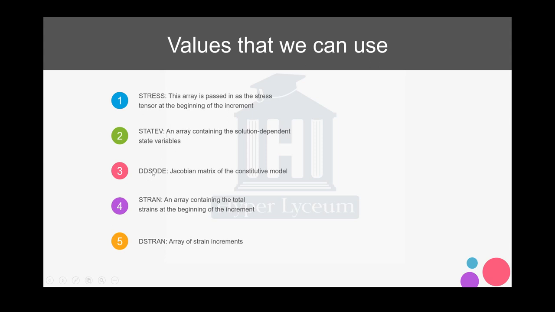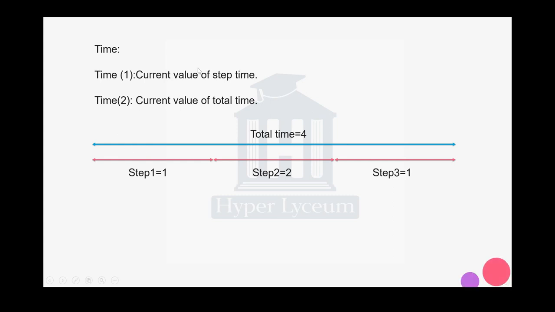DDSDDE is the Jacobian matrix, which is somehow the material properties that we need to define. I'm going to talk about it more in the next few slides. STRAN is the total strain at the beginning of the increment, and DSTRAN is the strain increment. So strain plus DSTRAN is the final strain, the strain at the end of the increment. I already explained in other videos that TIME(1) is the current value of the step time, but TIME(2) is the current value of the total time.